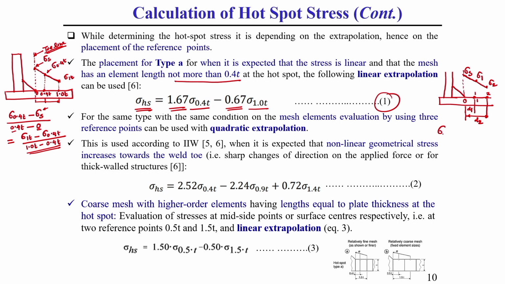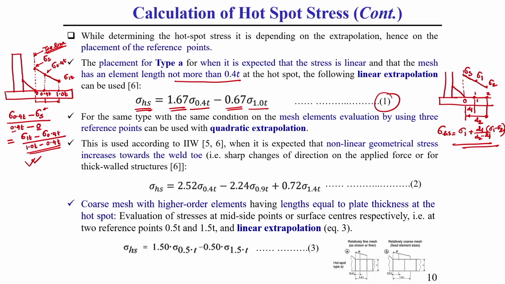What should be sigma hs? I am writing directly: sigma hs equals sigma 1 plus d1 by d2 minus d1, into sigma 1 minus sigma 2. Very simple. Whatever I showed on the left side, the same thing we are writing here on the right side in general form. So, this is the linear extrapolation. Here the mesh size is not more than 0.4 t. That is why this is called the fine mesh case.